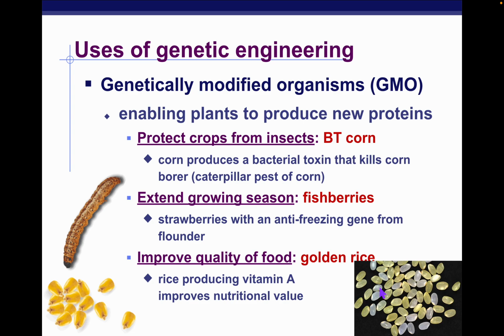So what other ways are we using genetic engineering? We genetically modify organisms. It enables plants to produce new proteins. So genetically modified organisms, like them or love them, our food system is full of them, right? So one of the things we're using it for is we protect crops from insecticides. So we have BT corn. It's also soybeans. I'm going to say about 90% of the soybeans that are made in America are BT. So the corn produces a bacterial toxin that kills the caterpillar that kills corn.